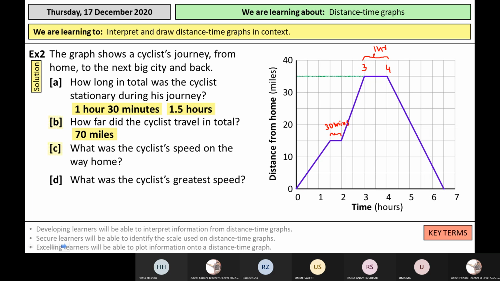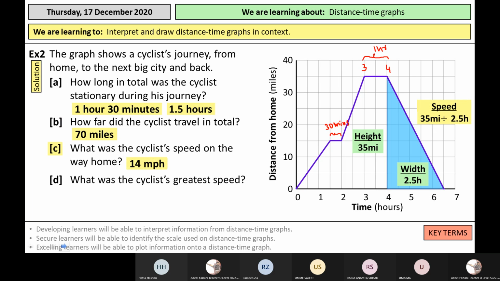Okay. So now next is the C part. What was the cyclist's speed on the way home? Again, you need to find the cyclist's speed on the way home, right? That is, you need to find the steepness, the decline, and the width is 2.5 hours. So now you are going to find the speed, that would be 14 miles, right?